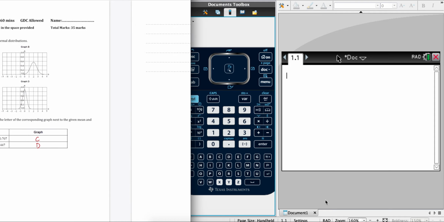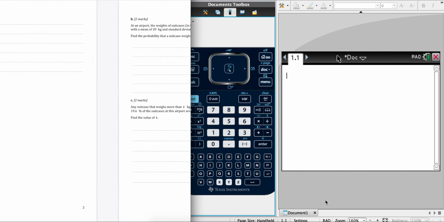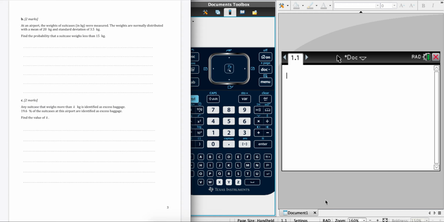Okay, so the second question is then asking you, at an airport, the weights of suitcases in kilograms are measured and they're normally distributed. So for one of the marks here, you had to draw out your normal distribution graph as you're working. So we've got the normal distribution curve, making sure that they don't touch the axis and it looks roughly symmetrical. And you're told that it's got a mean of 20 and a standard deviation of 3.5.